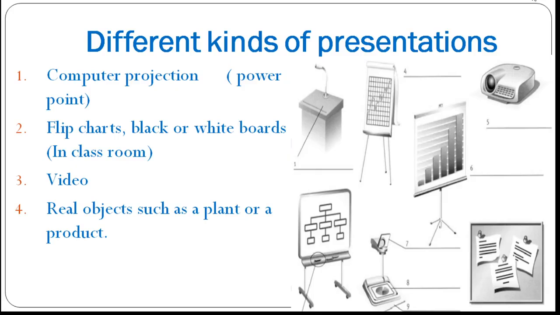The fourth one is real objects such as a plant or a product. For example, a botany teacher, if she wants to explain about a plant or a leaf, comes to the class with that particular plant or leaf to show it to the students. That we call showing a real object, so that the audience or the students may have a better picture of what they are going to learn.